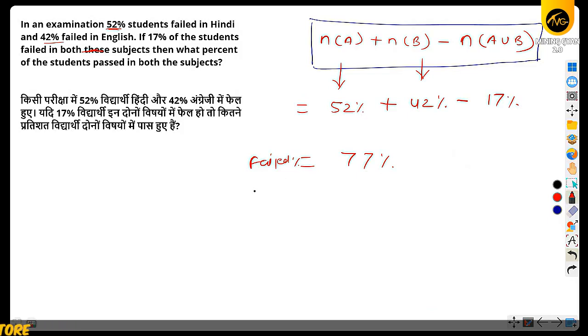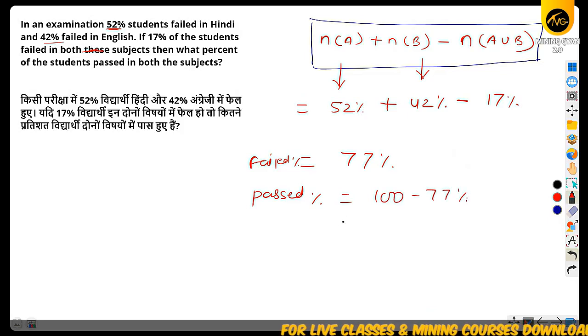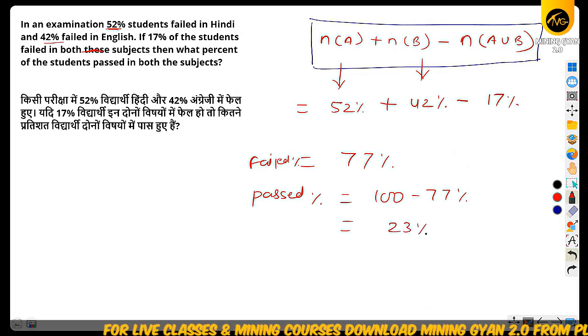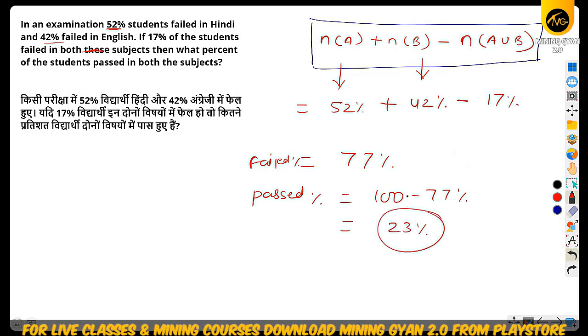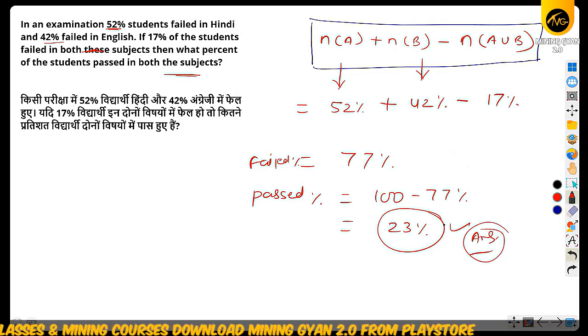Now what will be the passed percentage? It will be 100 minus 77. If 77% have failed, then what percent will pass? So 23% is the passed percentage. And what is the question? Basically, what percentage of the students passed in both subjects? So basically 23% is the percentage of students who passed in both the subjects. So 23% is the correct answer.